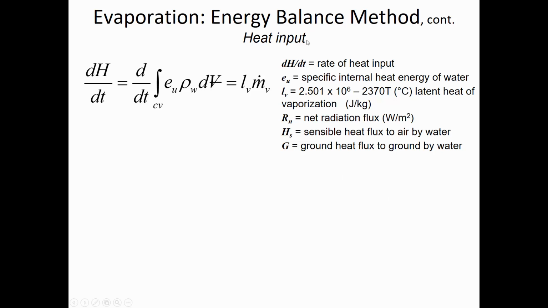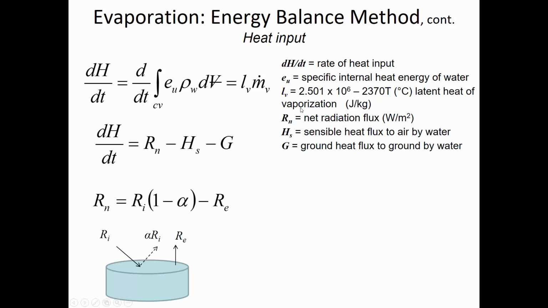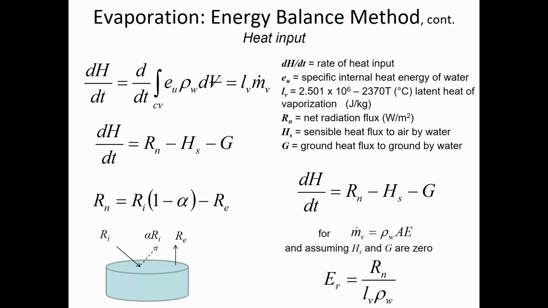The energy balance method requires us to keep track of the amount of heat that's put into the system. And in this equation that we're going to go through, we're going to actually keep track of the net radiation that's available to drive evaporation. So this R sub n is going to be an important part of the equations. Let me just put it all on the screen here so we can look at this element of water.